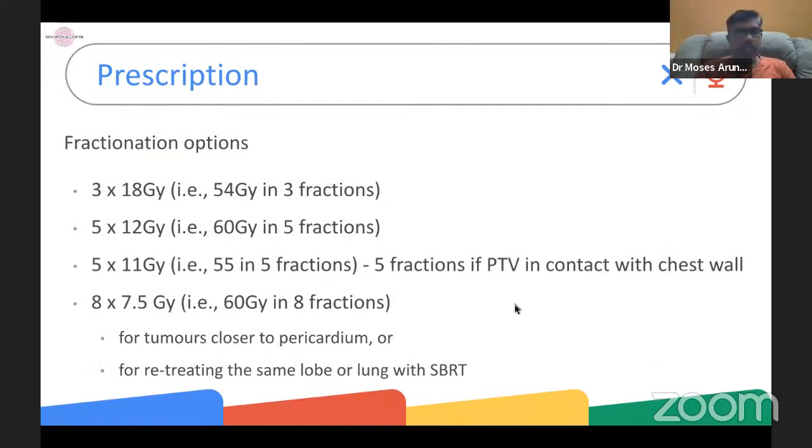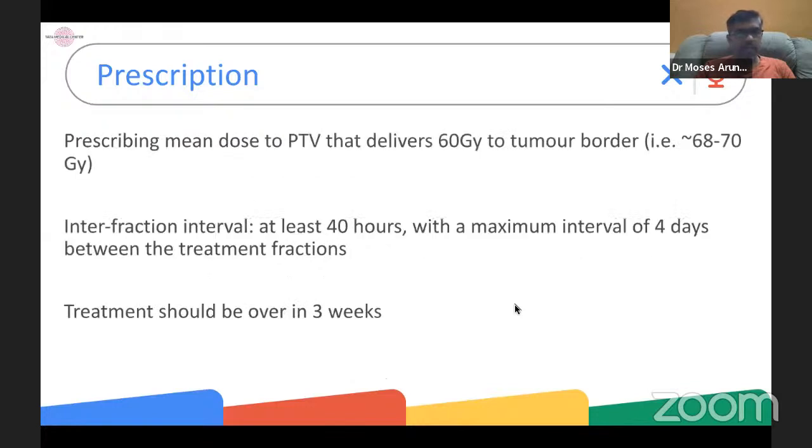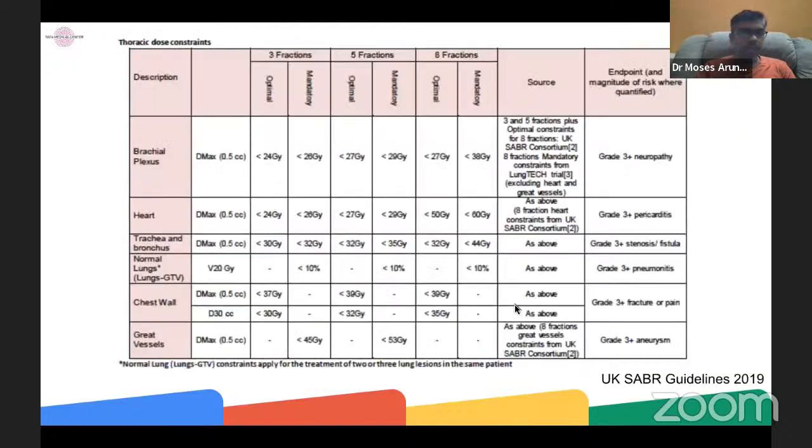These are some of the dose prescriptions that we use in our department for early stage lung cancers. This is the usual risk-adapted approach. For a peripheral lung tumor, we go with a 3-fraction treatment, and anything which is more central, we go with an 8-fraction. Anything near the chest wall, then we go with a 5-fraction treatment. We treat on alternate days with at least 40 hours gap between them, and we make sure that the treatment gets over within 3 weeks.